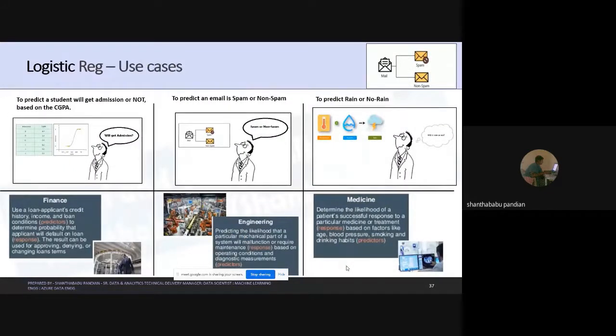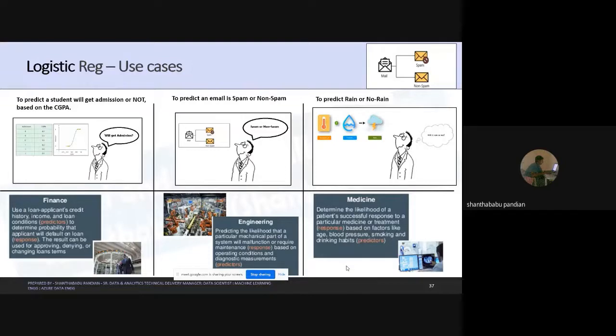See, for example, to predict whether a student will get admission or not based on the given CGPA. I can have some threshold. If you get more than 8, then I can say you get admission. If it is less than 8, obviously there is no possibility of getting admission. So I can predict that value. But don't get confused, it's not linear here; I'll go with logistic. So if it is more than 8, I can get the admission. That's what I'm thinking here.